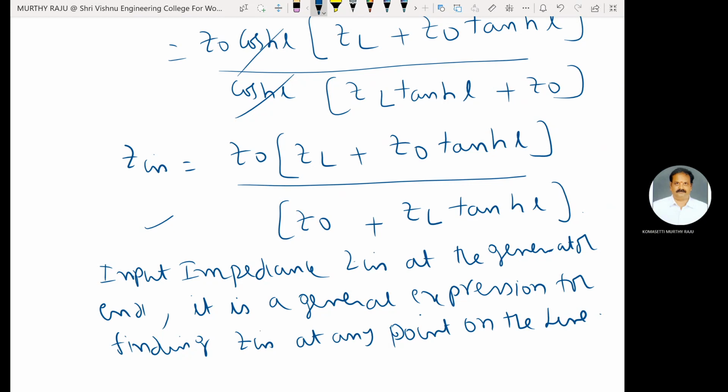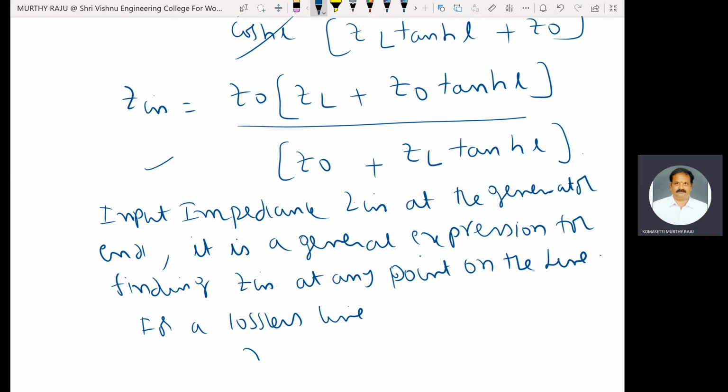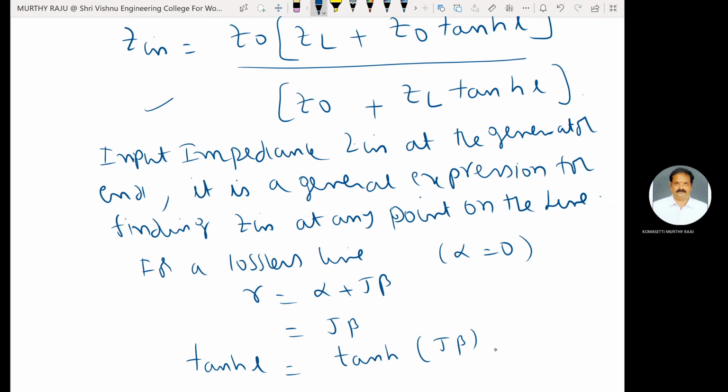For a lossless line, gamma is equal to alpha plus j beta. Alpha is equal to 0. Attenuation constant is 0. Lossless means attenuation constant is 0. Gamma is equal to j beta. But tan hyperbolic gamma L is equal to tan hyperbolic of j beta L.